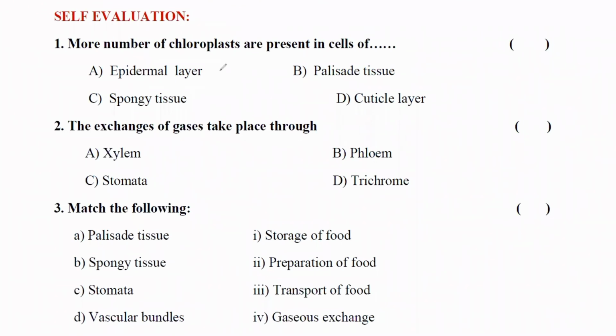More chloroplasts are present in the cells of palisade tissue. Why? Because they are elongated, tubular and compactly arranged, they have more chloroplasts. So the answer is B. The epidermal layer does not contain many chloroplasts. Spongy tissue does not contain them. The cuticle layer also does not. Only palisade tissue contains more chloroplasts.